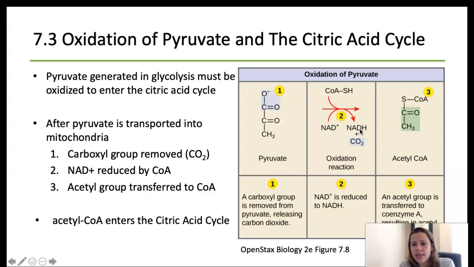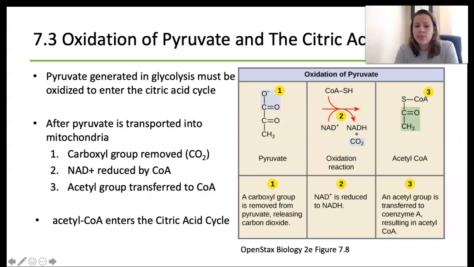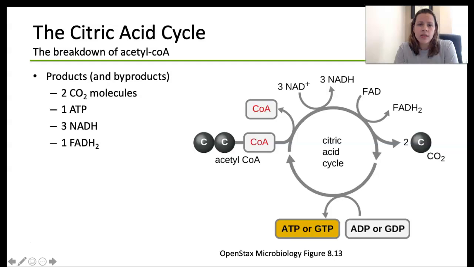And also that coenzyme A is going to get attached to the acetyl group that was left over on the pyruvate. And we've created something called acetyl-CoA. That acetyl-CoA is going to be then going into the citric acid cycle. So now we're into our second step, which is the citric acid cycle. And this is how we're going to break down that acetyl-CoA that was just made during the oxidation of pyruvate.